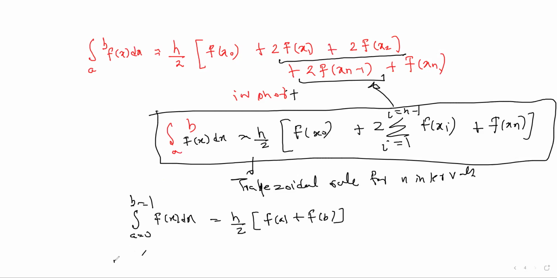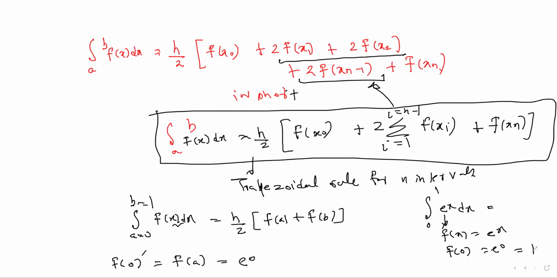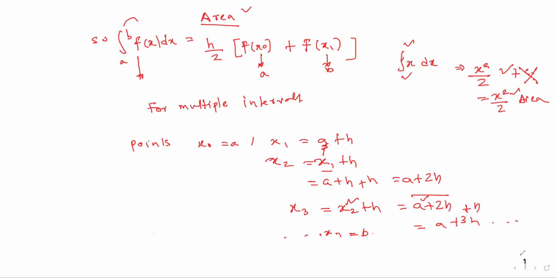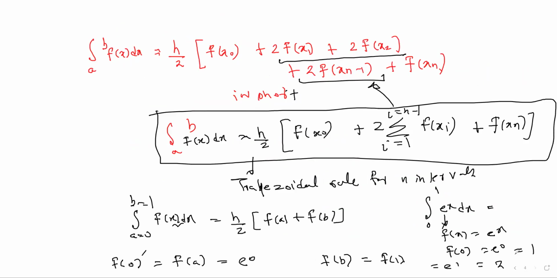So I know that my f of 0, that is nothing but my f of a, happens to be my e power 0, because my function is integral 0 to 1 e power x dx, right? So here my f of x is nothing but e power x, right? So f of 0 would be equal to e power 0. Anything to the power 0 would be 1. Same way, my f of b would be equal to f of 1, because b is 1. So it would be e power 1. If I put in the calculator, I find out this is 2.718, right? This is 2.718.